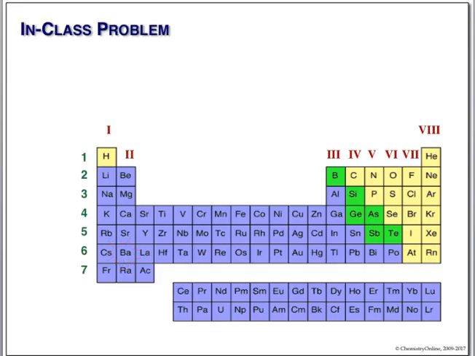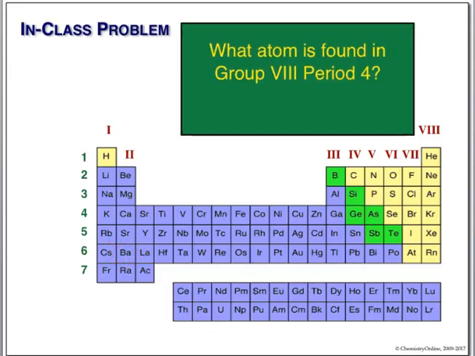One more. Group 8, period 4. Go all the way over here to 8. Go down to period 4, 1, 2, 3, 4. Kr. What is Kr? It's not kryptonite. It's krypton.